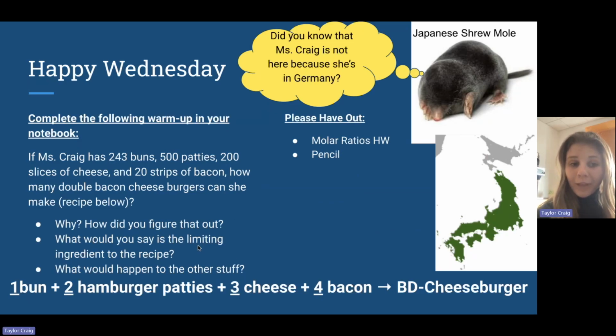So the limiting ingredient to my recipe is my bacon. All the other stuff, it's just leftovers, right? I can use that later on. But this is what we're going to be thinking about today, is leftovers in chemical reactions, okay?